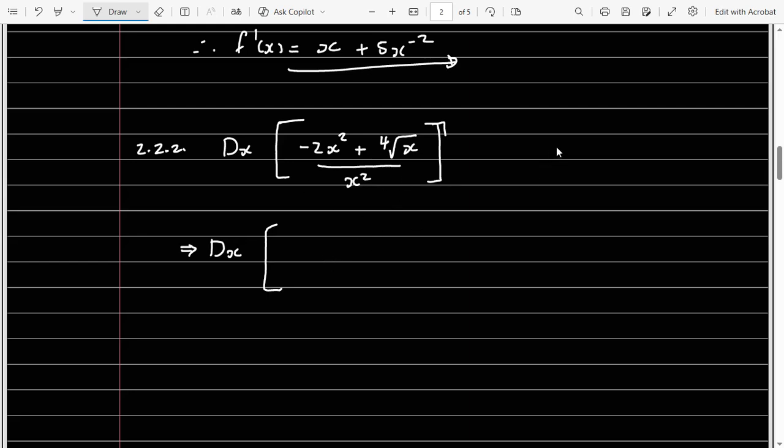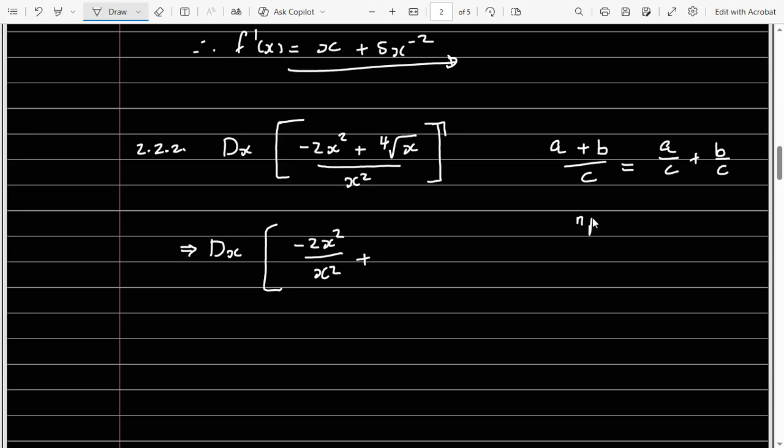Remember, in maths, if I have a plus b, everything divided by c, I can just say this is a over c plus b over c. This is the rule I'm going to use now. This is minus 2x squared over x squared plus, and then let's talk about the square root.